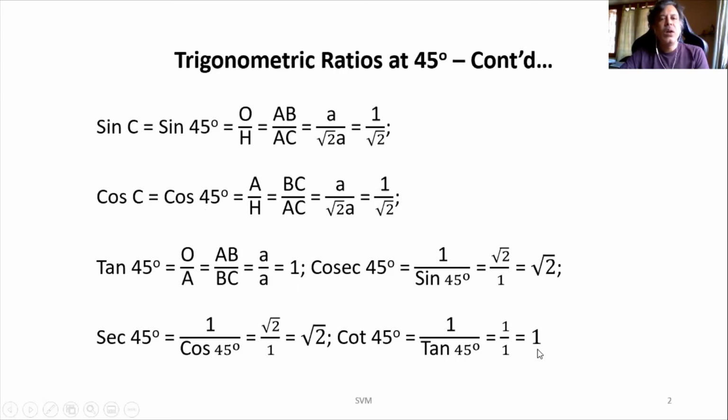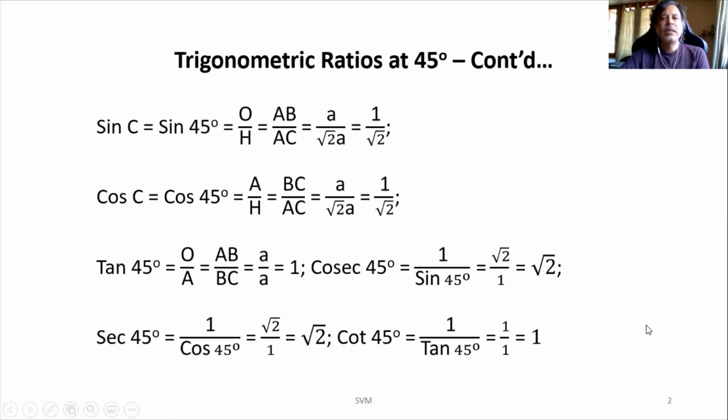So we got all the values, or all the trigonometric ratios, if the angle is 45. So sine 45 is 1 by root 2. Cos 45 is 1 by root 2. Tan 45 is 1. Cosecant of 45 is square root of 2. And the secant of 45 is square root of 2. And cot 45 is 1.